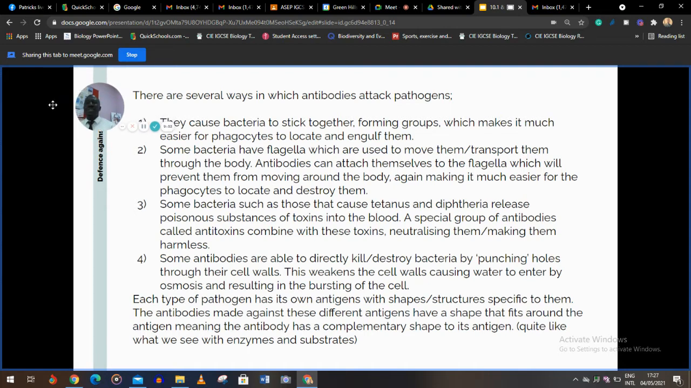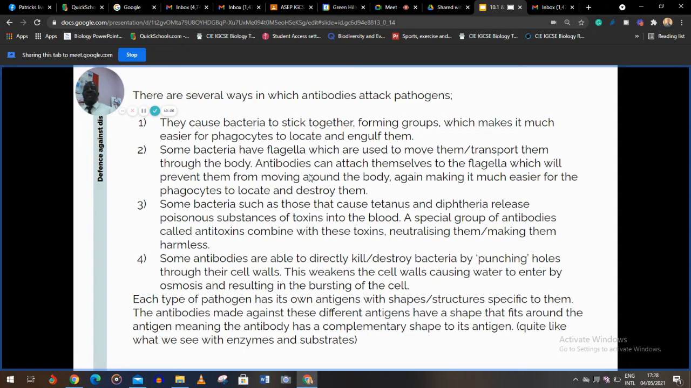How do antibodies attack pathogens? This is the first way: they cause the bacteria to stick together. Some of them bring these bacteria together, forming groups, which makes it much easier for the phagocytes. Remember, phagocytes are another type of white blood cells whose role is to come and feed. They come and engulf those pathogens wherever they are located. So they cause bacteria to stick together.